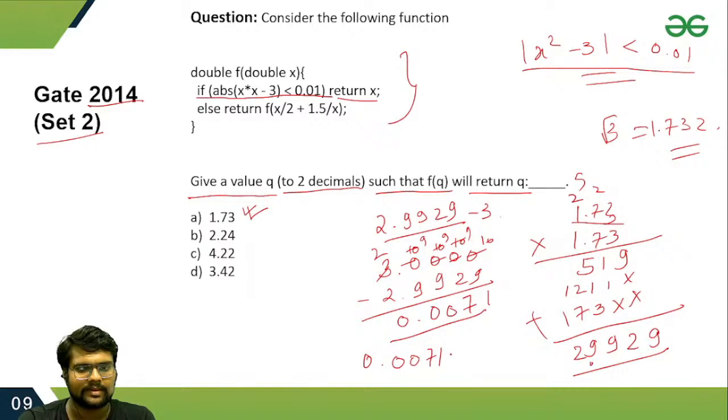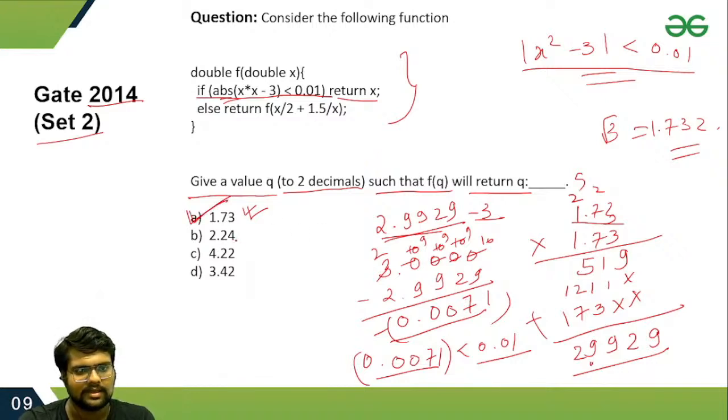Which is less than 0.01, because this will be in minus since we are subtracting, so it will be minus. But we are taking the absolute here, so it will become plus. So this is the absolute value which is compared with 0.01, so it is less than. As this condition is satisfied, option A will be correct.